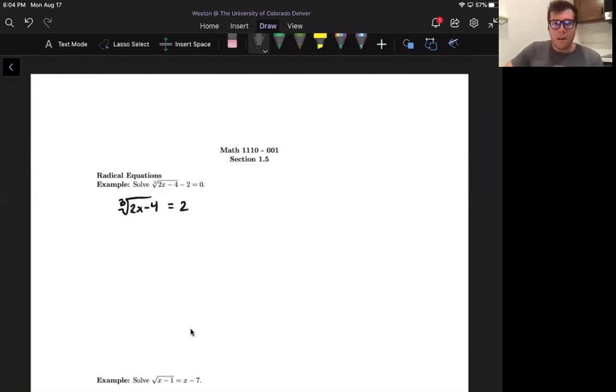equals 2. And then once there's a radical on one side of the equation that's isolated, we just want to undo it. And so to undo a radical, all we have to do is raise it to the power that we're taking the root of. So in this case, we're taking a cube root of it, so we're going to raise both sides to the third power.